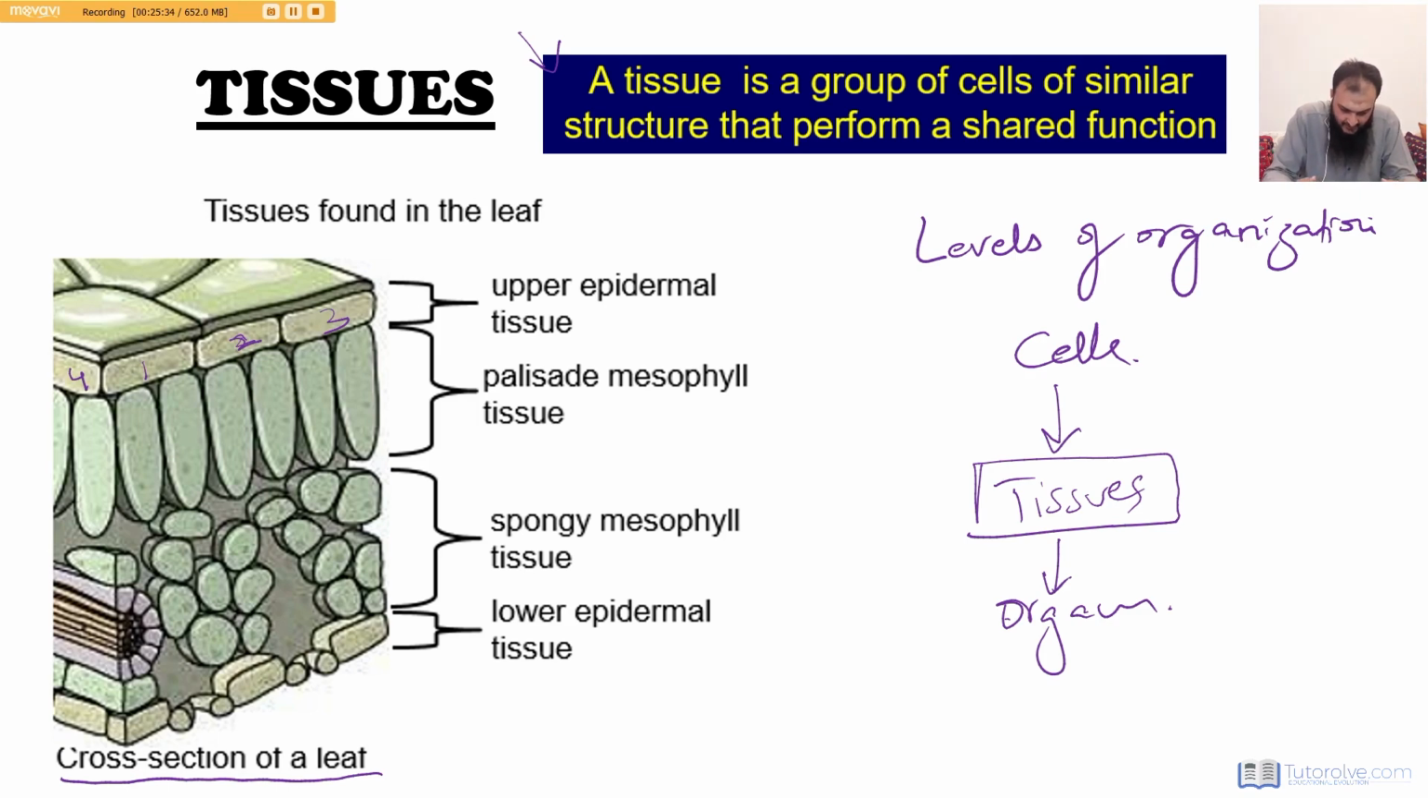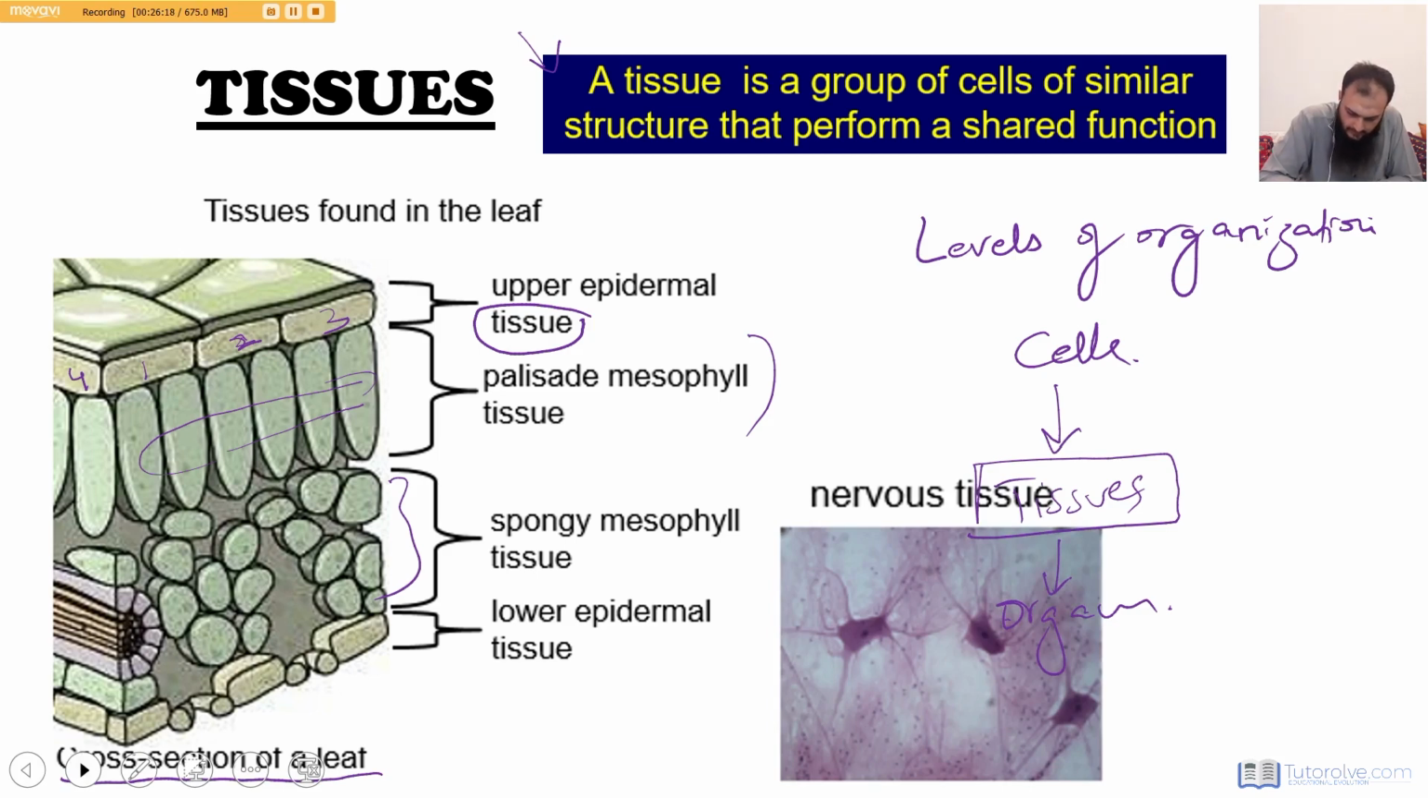They combine together to perform a particular function, which is, of course, protection and other functions, which we're not alluding to here. But they form what we call the upper epidermal tissue. We don't call them upper epidermal cells, we call them tissues, okay? And similarly, you have the palisade mesophyll tissue. Again, you can see all of these cells, they're together and they're performing a particular function. Similarly, you can see these cells, they're there together, they perform a particular function. So a tissue is a group of cells of similar structure that perform a shared function.